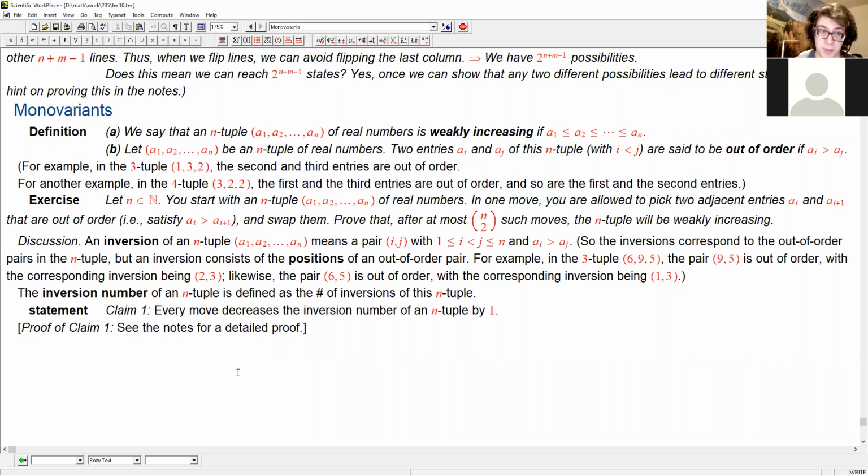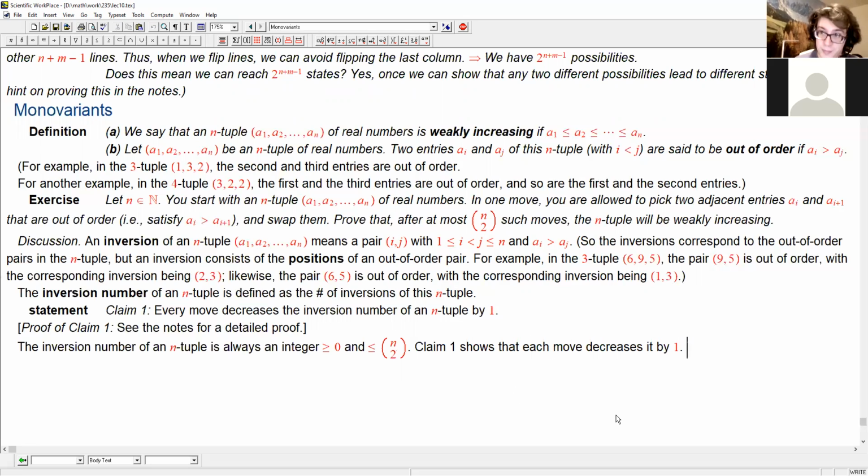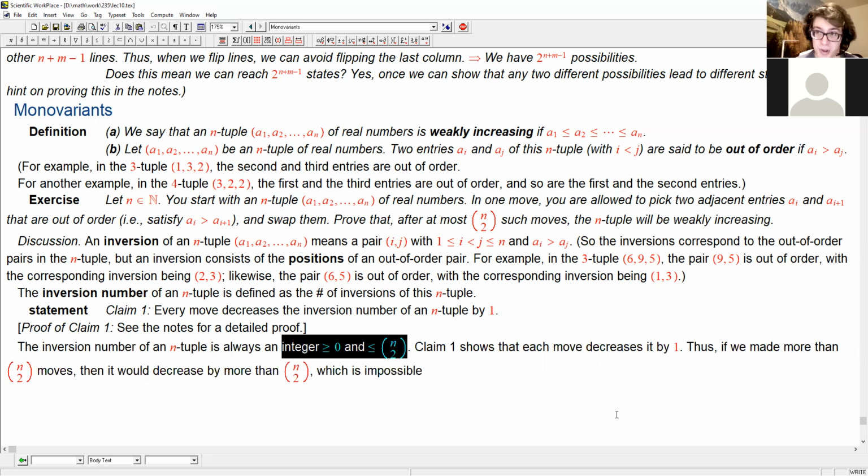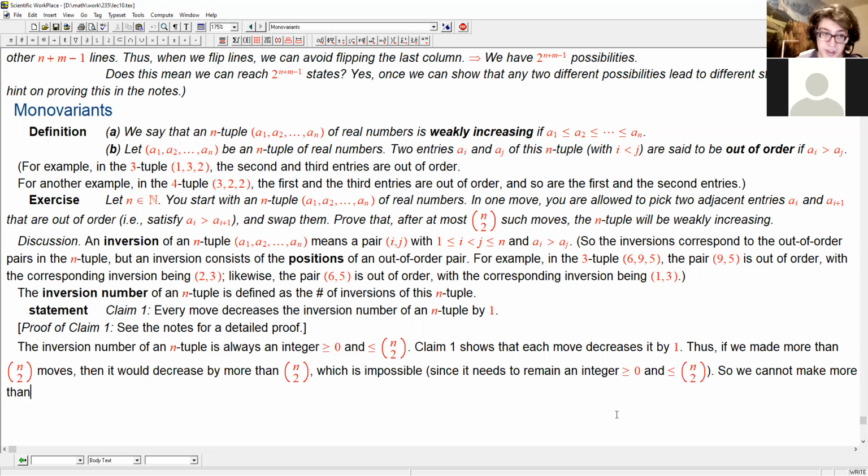All right, and now let me finish what I promised. Let me explain how this leads to the answer to the exercise. So the inversion number of an n-tuple is always an integer greater or equal to 0 and less or equal to n choose 2, because there is only n choose 2 of this kind of pairs, and this condition can only decrease the number. So claim 1 shows that each move decreases it by 1. Thus, if we made more than n choose 2 moves, then it would decrease by more than n choose 2 times 1, so more than n choose 2, which is impossible because it has to be an integer between 0 and n choose 2. So we cannot make more than n choose 2 moves.